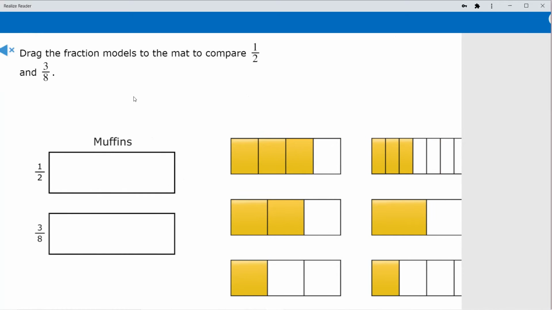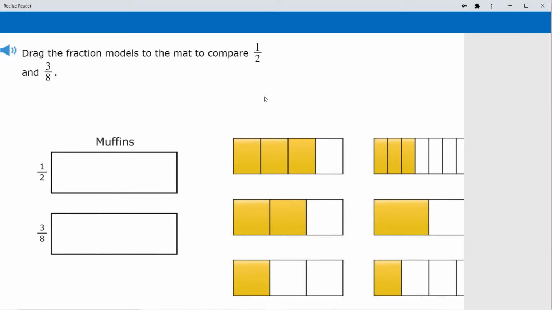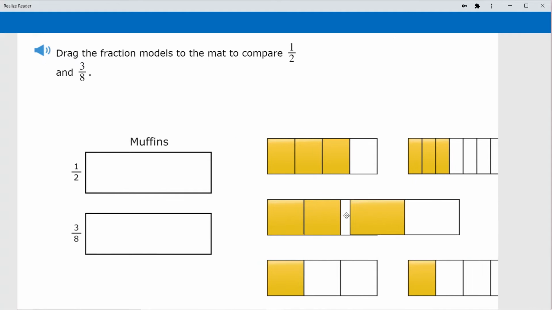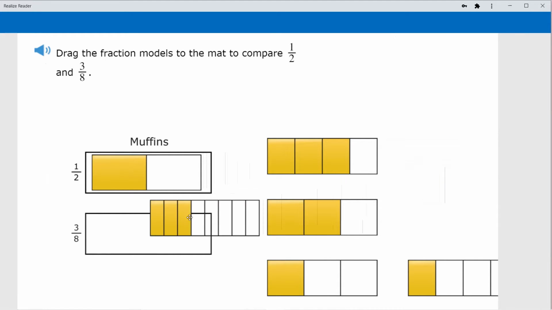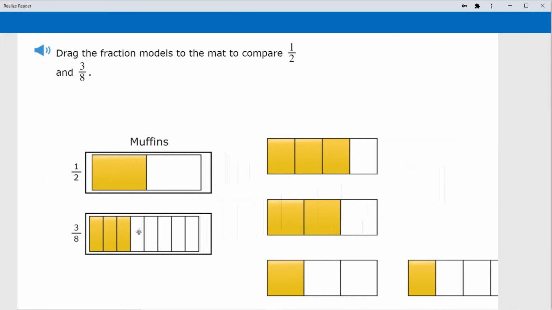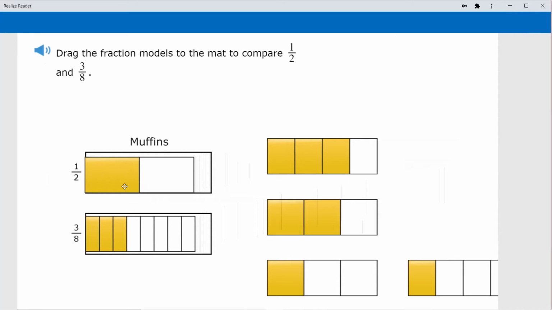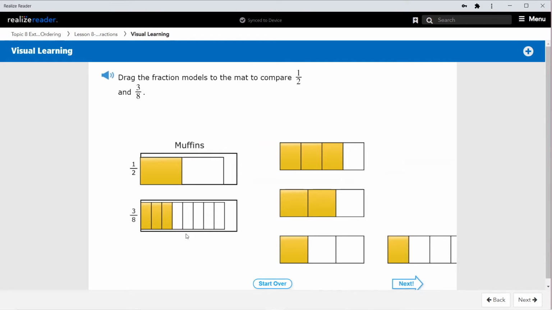Drag the fraction models to the mat to compare 1/2 and 3/8. Okay, so here we're going to take a look at 1/2 and 3/8. So 1/2 is a whole that's broken up into two pieces. And 3/8 is one whole that's broken up into 8 pieces with 3 of those pieces colored in. So let's try and line these up properly. So this is how much 1/2 is, and this is how much 3/8 is. So you can see it's a little bit less than 1/2.